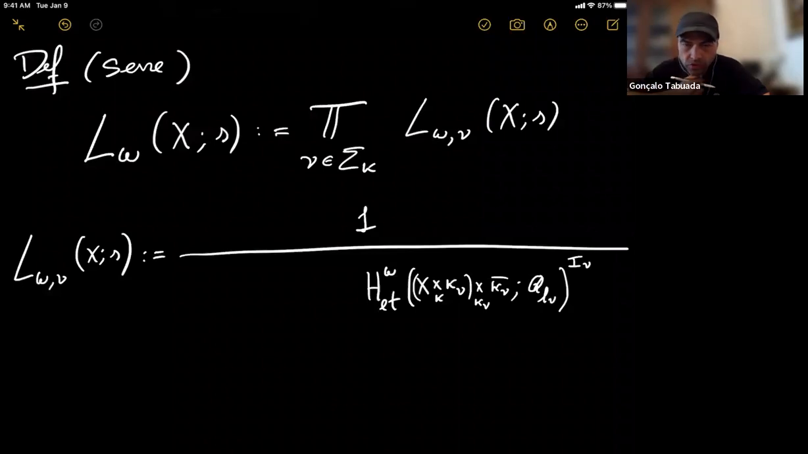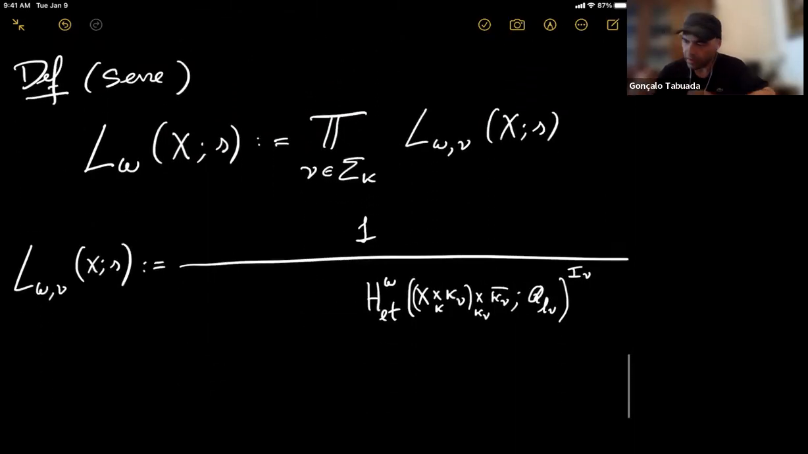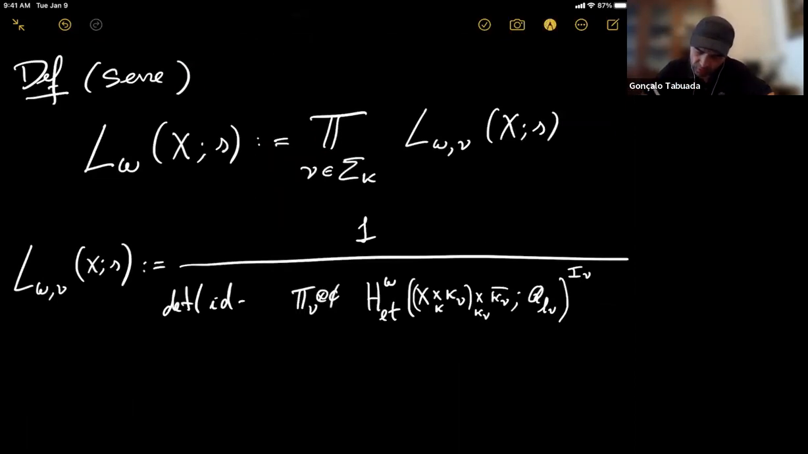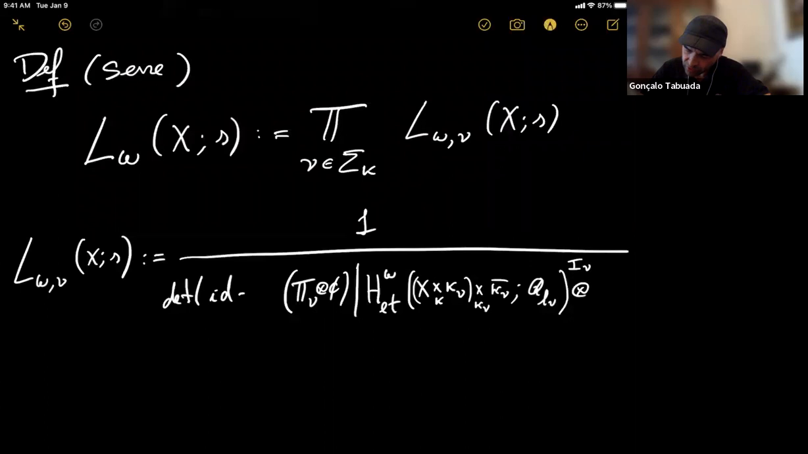I want to use complex conjugation, and that's why I really need this field embedding to make this work. So let me be more precise. Here I could take the determinant of 1 minus... So here I have my automorphism of this vector space. I need to base change to C using my embedding that I've chosen. So now it's going to act here when I base change to C.